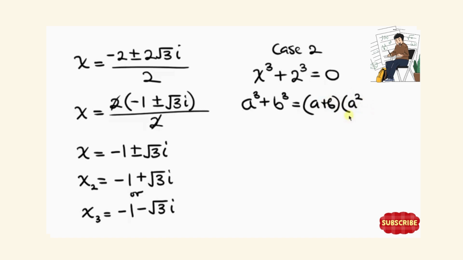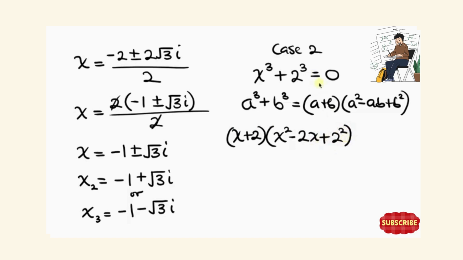Okay, this is supposed to be minus, so minus ab plus b squared. So this is a property of the sum of 2 cubes. So this expression can be written in this form as x plus 2 times x squared minus 2x and then plus 2 squared. Very good. And this is equal to 0.